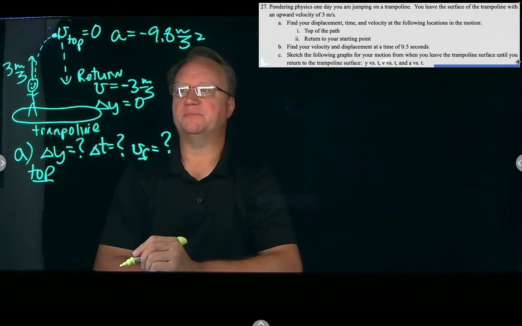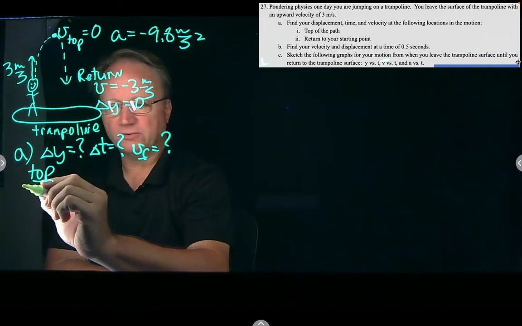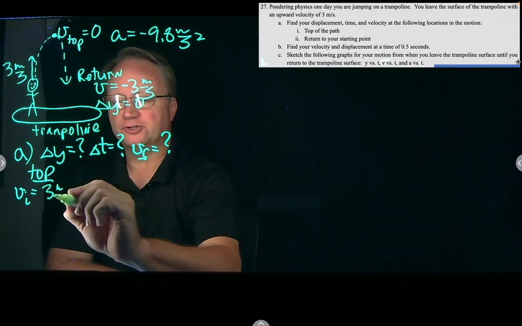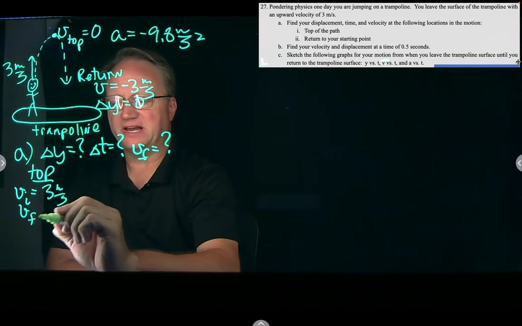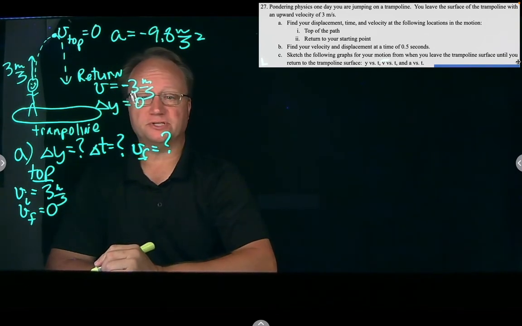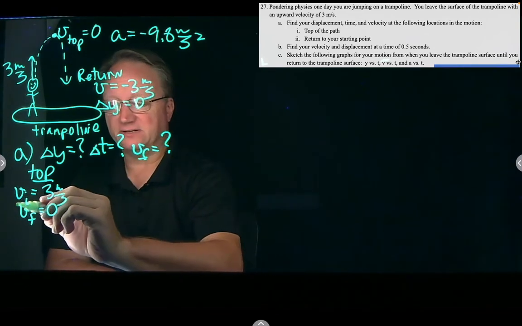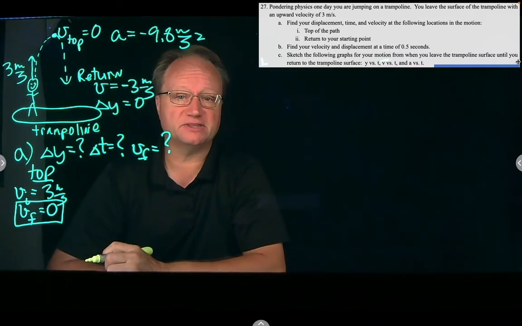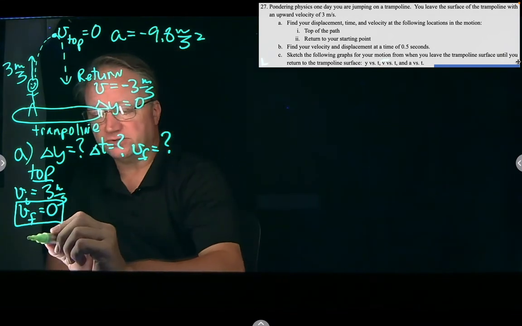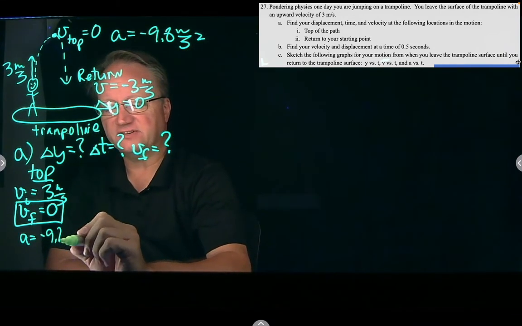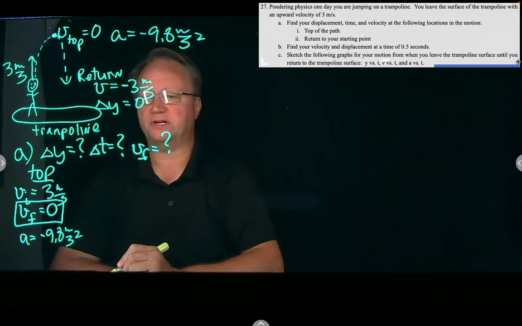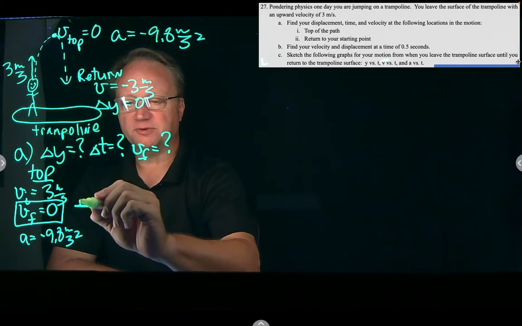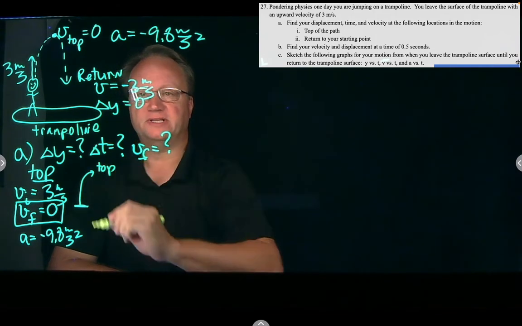So then at the top of the path, we know, just reiterating what we know, we've got VI is 3 meters per second. At the top of the path, VF would be equal to 0. So we've already found one of the 3 things without any calculation, just by thinking about the situation. We also know the acceleration is a negative 9.8 meters per second squared. Okay, so on this first part, the interval I'm using is from the beginning to the top.